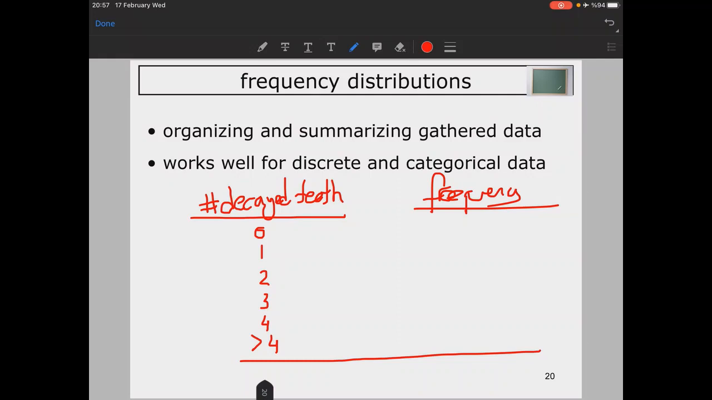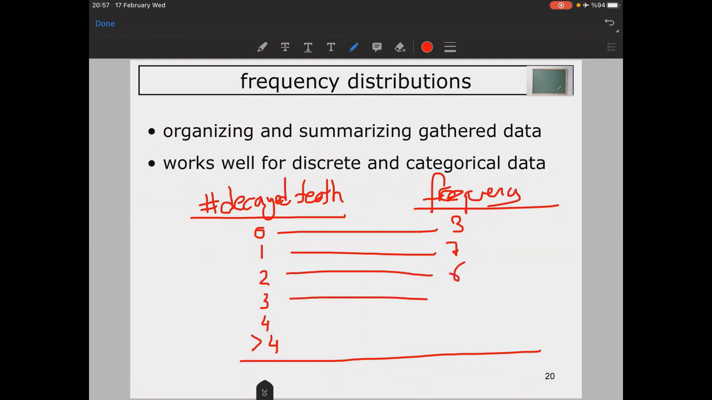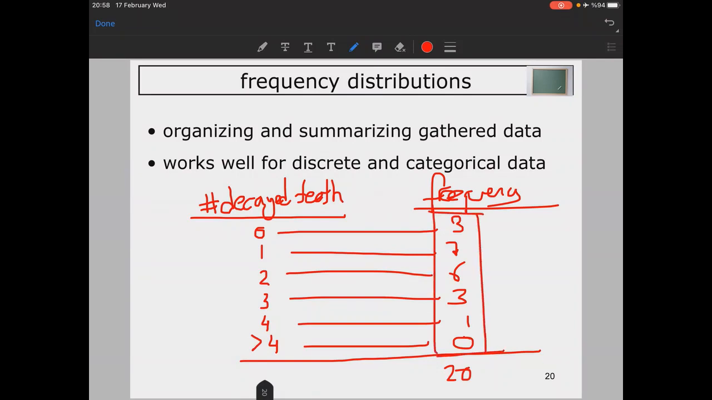frequency distribution for this. And let's say that suppose that you have seen 3 students like this, 7 students like this, 6 students like this, let's say 3 students like this, 1 student like this, and children who have 5 or more decayed teeth in their mouth is 0, let's say, and you have 20 samples here, and this would be your frequency distribution here.